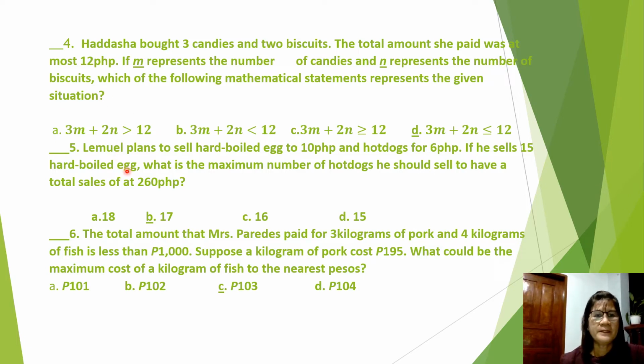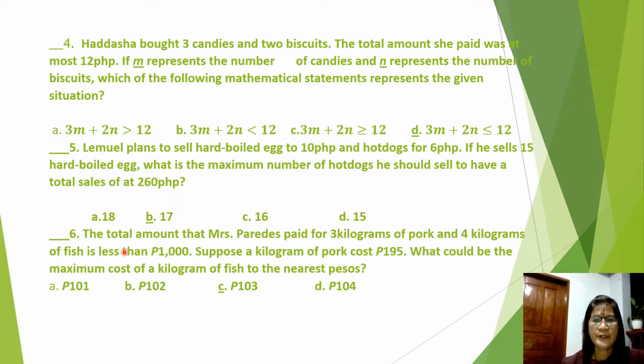Okay, number 5. Limuel plans to sell hard-boiled egg for 10 pesos and hot dogs for 6 pesos. If he sells 15 hard-boiled egg, what is the maximum number of hot dogs she should sell to have total sales of at most 260 pesos? So, naintindihan nyo ba yung ibig sabihin nun? Ano daw yung pinakamarami na dapat niyang ibentang hot dog? The answer is 17 hot dogs.